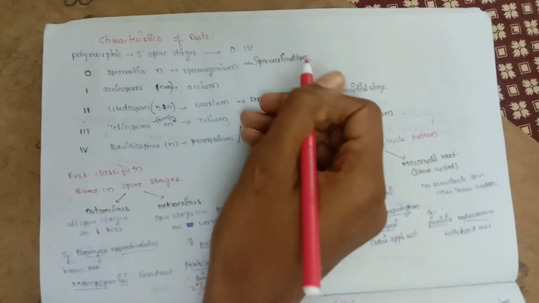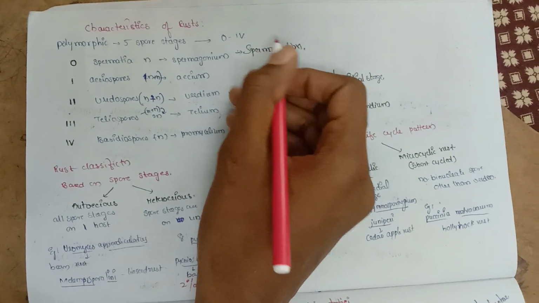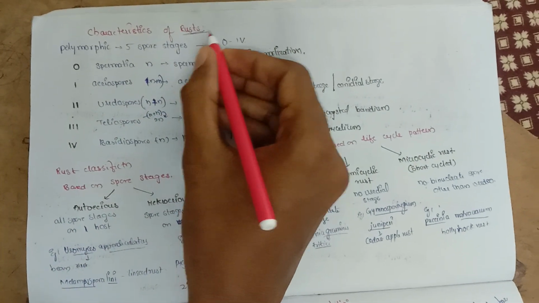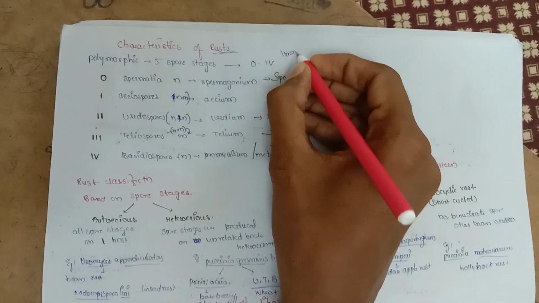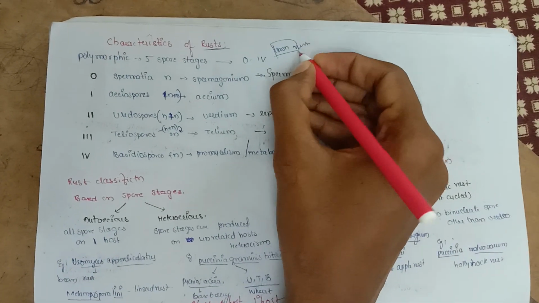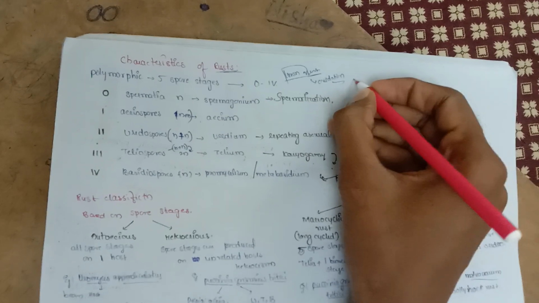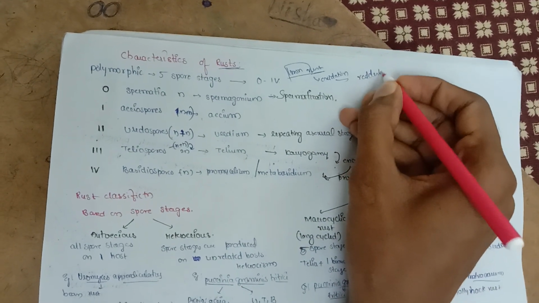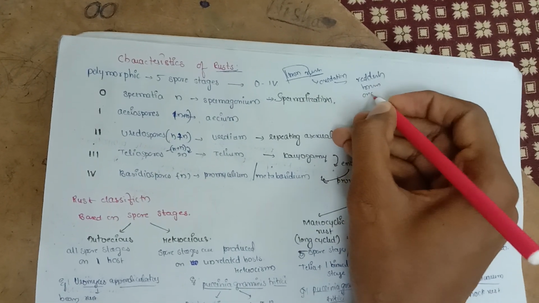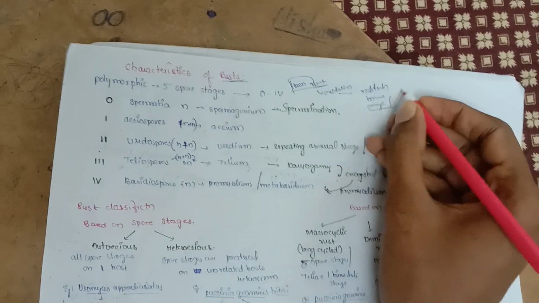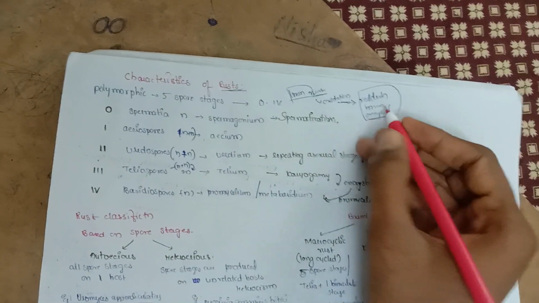And now today we are going to discuss the characteristics of rust. Everyone knows iron rust, which is due to oxidation and gives colors like reddish, brown, orange. Iron rust leads to these colors.